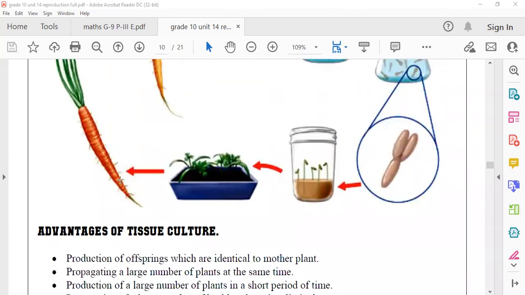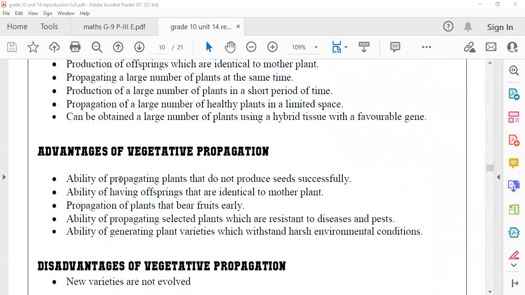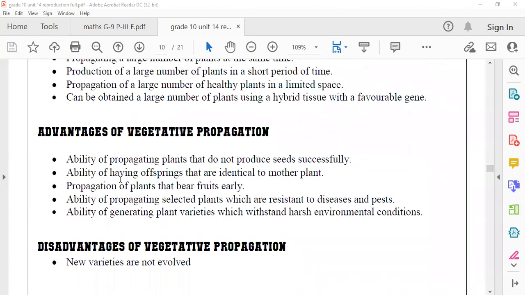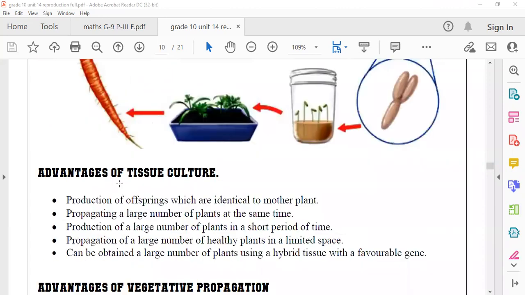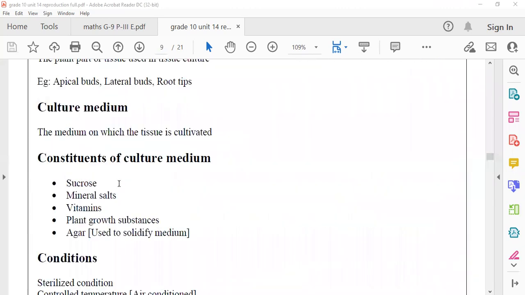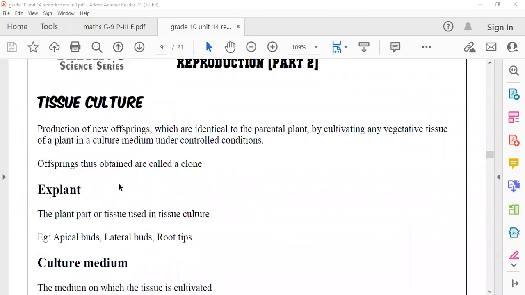vegetative propagation, that means sexual is natural, artificial, all the vegetative propagations are ending. So in that case, what is tissue culture? What we will be getting, that is the idea I am going to discuss here.